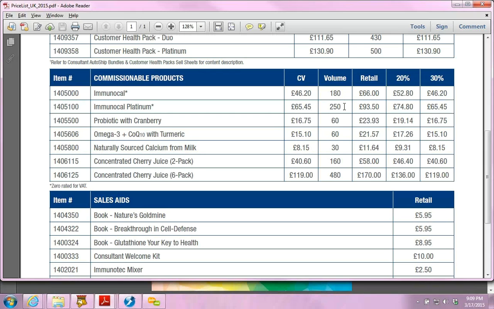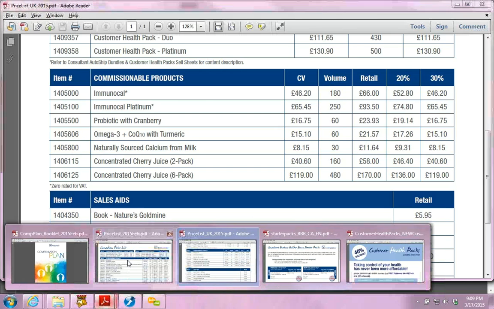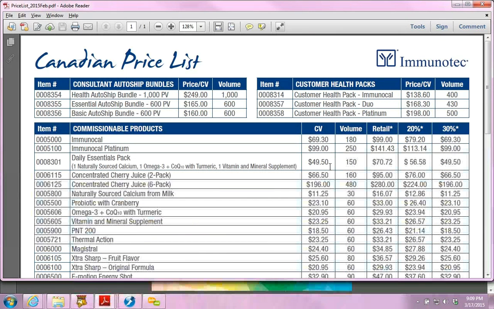But of course, if you look at the prices, they're in British pound sterling, so it's like, I don't understand those numbers. What Immunotec has done is it doesn't matter what country you are, and it doesn't matter whether you're paying in pesos in Mexico or pounds in England or dollars here in the States, the products always have the same volume number everywhere around the world. And they've done that so they can standardize things for the sake of the compensation plan. Clear so far? So far, so good. Yes. Oh, goody. So it's just a nice concept to have in mind.